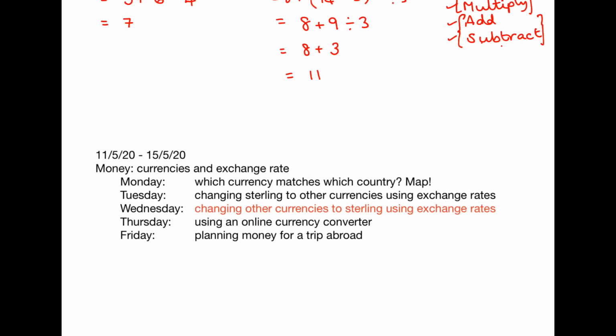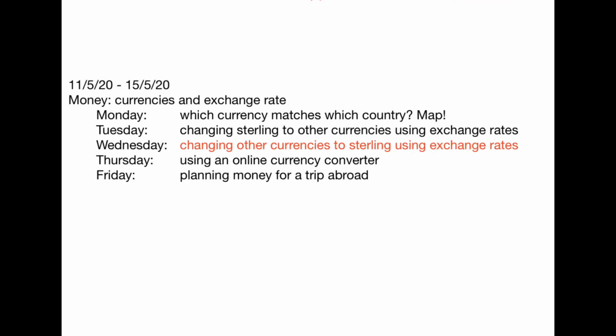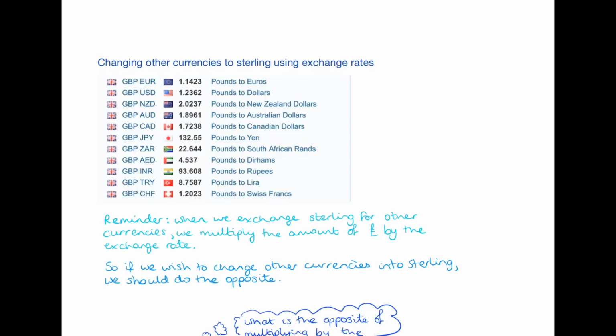Okay, right. So this is what we've been doing. This is where we're at just now. We've looked at different foreign currencies, and we've looked at changing sterling, which is Great British pounds, into other currencies. So what we're going to do today is look at how we change other currencies back into sterling.